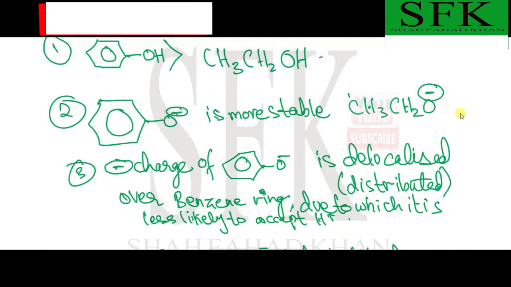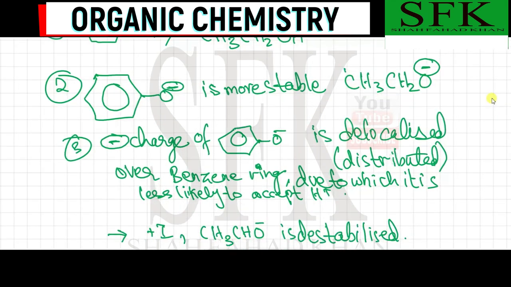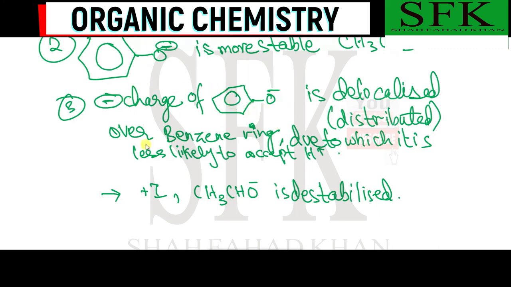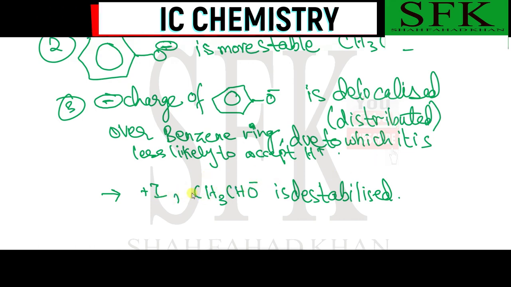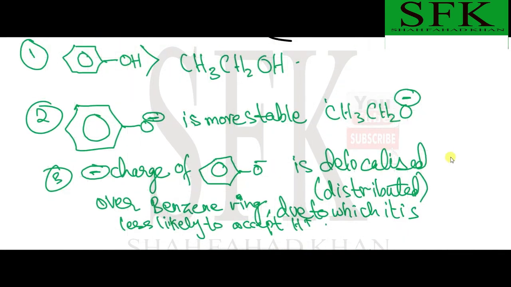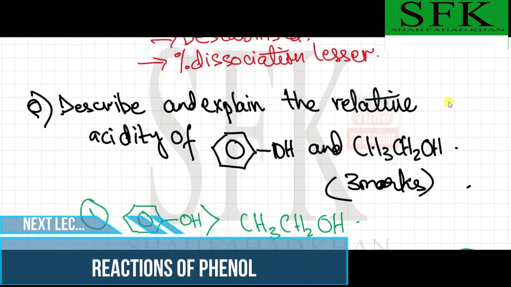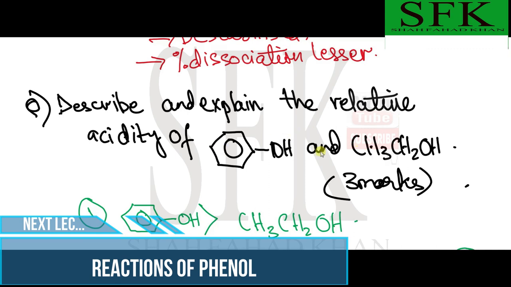Now, phenoxide ion is more stable than ethoxide ion, and the negative charge of the phenoxide ion is delocalized, due to which it is less likely to accept the protons. And due to the positive inductive effect, the ethoxide ion is destabilized because this will increase the negative charge over the oxygen atom, and it will accept the proton more readily. So this is basically the comparison of acidities of phenol with ethanol. So guys, this is a very important question and it has been frequently asked.